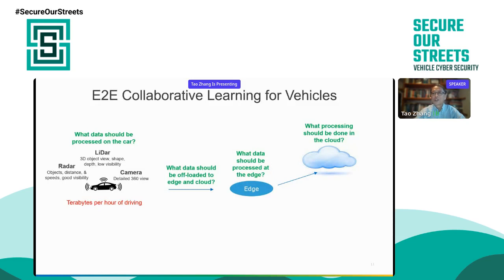And so then the question is, what should be processed at the edge? What processing should be done in the cloud? And this whole process is sometimes called network learning or network AI. So the central question is, how should those devices, edge and vehicles and cloud, collaboratively train models? This is also one of the areas that we are conducting research on. And we think this is very essential, not only here, but also for more general uses of AI and networks like 5G and 6G.